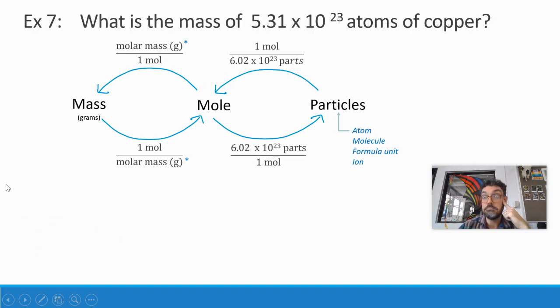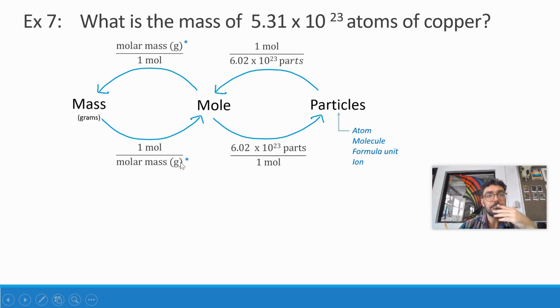Cool. Okay. Now we have to do a little bit of an extra step here. So what is the mass of 5.31 times 10 to the 23rd atoms? Not moles, but atoms. So now we're starting with particles. Then we have to do a molar conversion. Then we do a mass conversion.